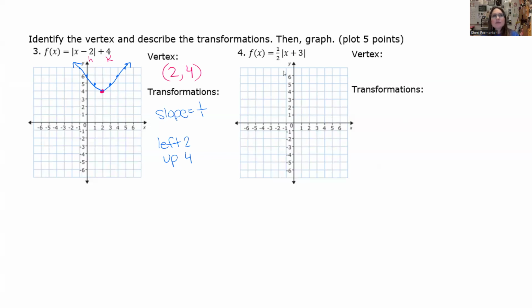All right, question number 4. Let's keep going. I need to identify my vertex, and it looks like I have a different slope this time. So I know that my vertex is H and K. H is always with X, and then K comes after. Ooh, I don't see anything right here. What do you think it is? 0. So it's the same thing as +0. So my vertex, what is my vertex?